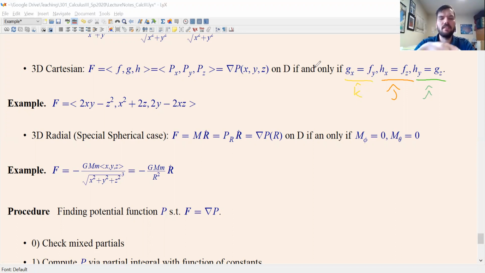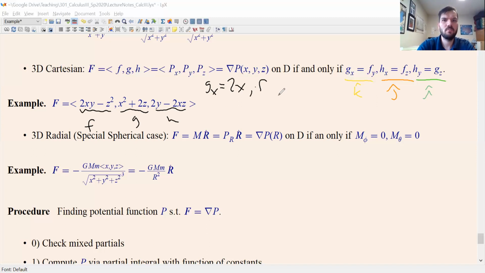Let's look to test if this is conservative. There's a lot of pieces. Let's identify those. Here is F, there is G, and there is H. So first we check if G sub x equals F sub y. So G sub x gives us a 2x. F sub y gives us also a 2x. 2xy there. And so those match.